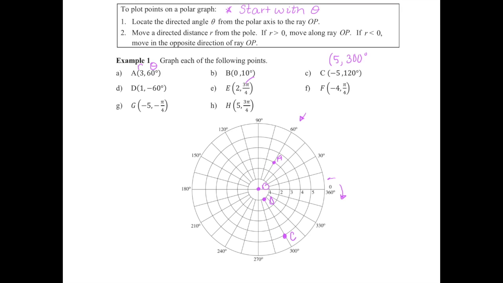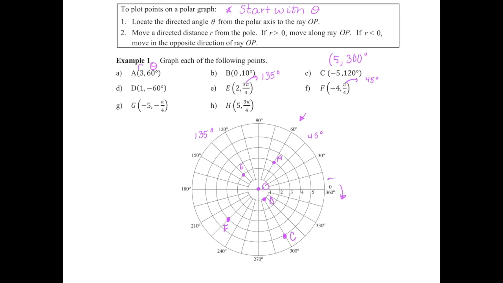We know that 3 pi over 4, according to our unit circle, is 135 degrees. So if I go to the 135 degree mark, which would be here, and then to the ring of 2. Letter F, (-4, pi over 4). We know pi over 4 is also the same as 45 degrees. So I'm going to go to 45 degrees, go to the 4, but then we want the opposite. So I'm going to go to the 4 ring opposite. So here's letter F.